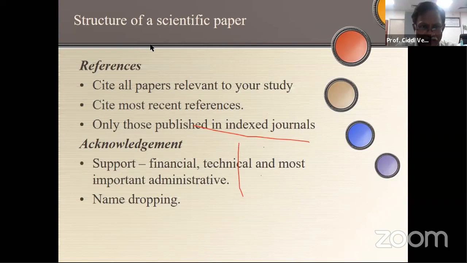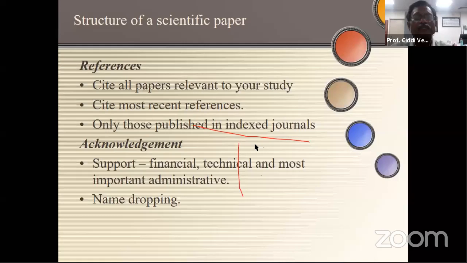Now, the references. This is a subsection which most of us will not be able to do properly. So you try to cite all papers relevant to your study. Cite the most recent references, only those published in indexed journals. I'm sure many of us don't understand what indexed journal means. Many journals are floated in the current market. There are journals which are not indexed in any of the databases and do not have any impact factor. Please don't take those into confidence, and be careful while citing those papers.